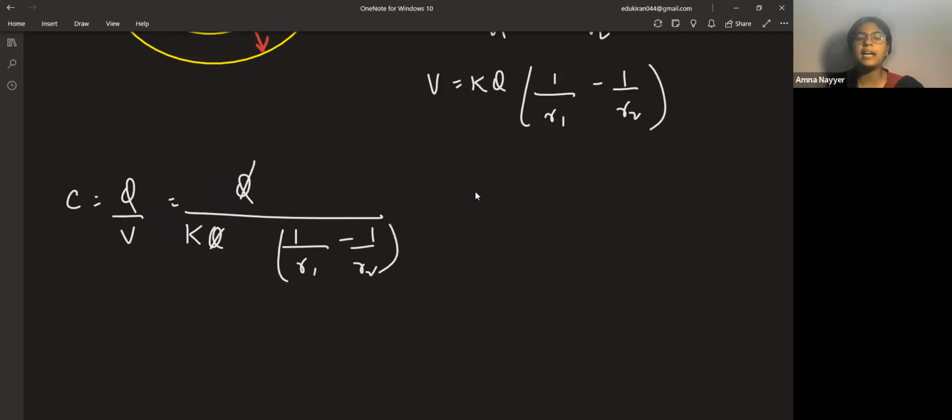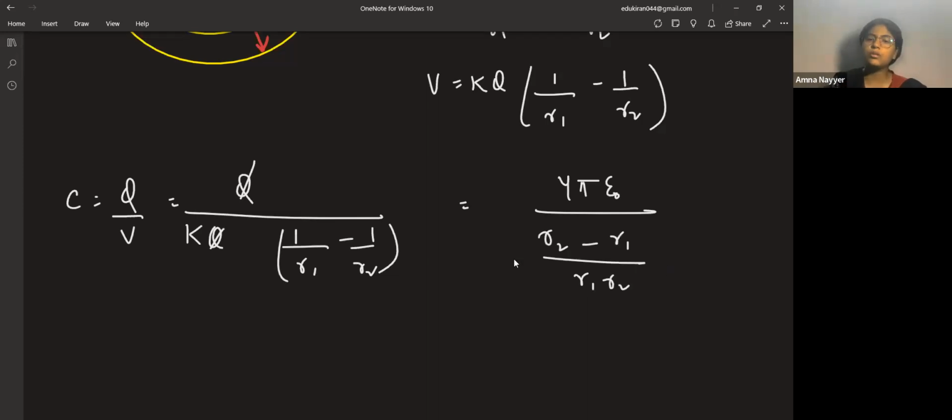Secondly, K, I'll write down the value of K as 1 over 4 pi epsilon naught. So 4 pi epsilon naught will go above. And let me take the LCM, that becomes R2 minus R1 divided by R1 R2. So this will also go up. So the final value is 4 pi epsilon naught R1 into R2 divided by R2 minus R1.